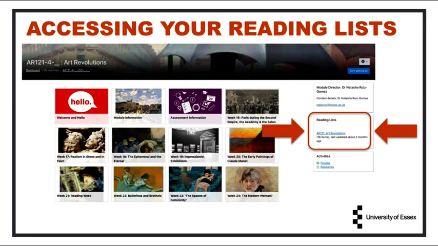You can access your reading lists from the Moodle page for the module. There will usually be a link on the right-hand side of the page which will take you to the relevant reading list. Do look out for details of background reading on the main Moodle page as well, though, as some lecturers only put the essential texts on the reading list.